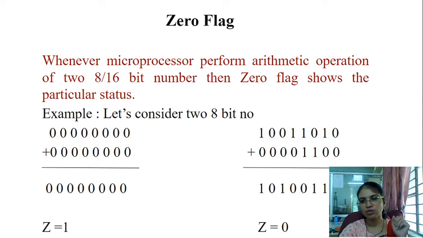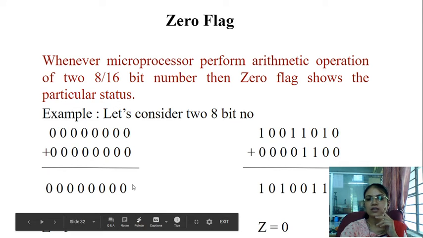Depending upon the result obtained, the zero flag will give a particular status. So here I have written down, whenever the microprocessor performs an arithmetic operation on two 8/16-bit numbers, this zero flag will give the particular status. Again, consider two examples. Here we are considering two 8-bit numbers that are both zero, 00H and 00H. When we add these two 8-bit numbers, we get the zero result.